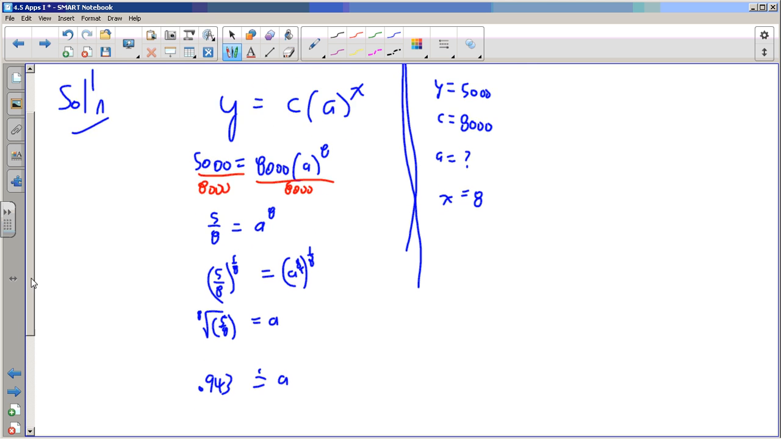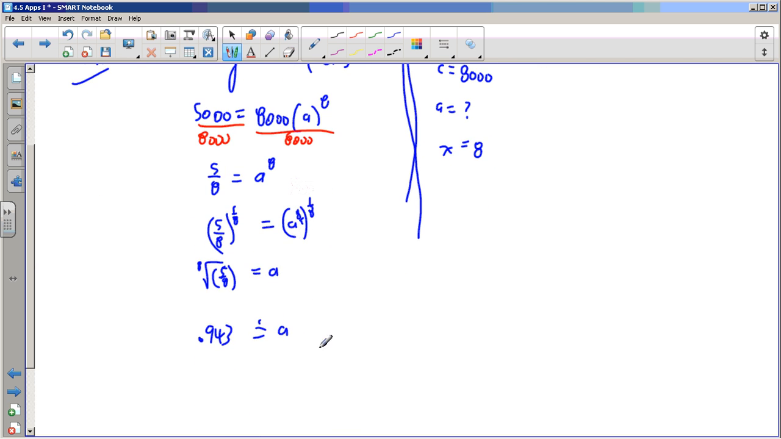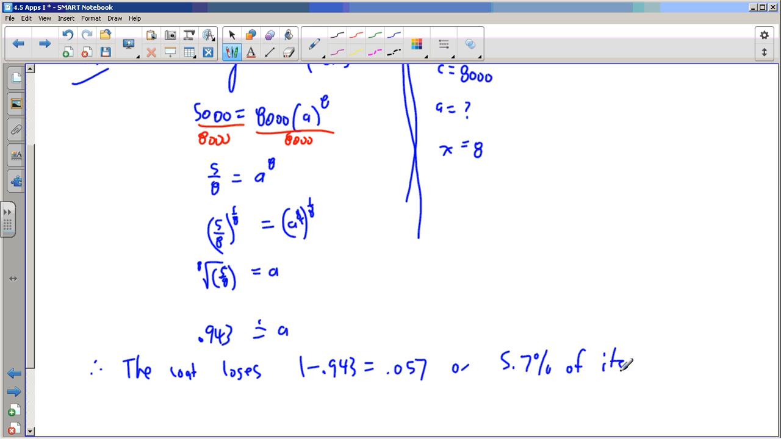That means on a year-to-year basis, the fur coat is keeping 94.3% of its value. It's keeping 94%. So how much is it losing? So therefore, the coat loses 0.057 or 5.7% of its value.